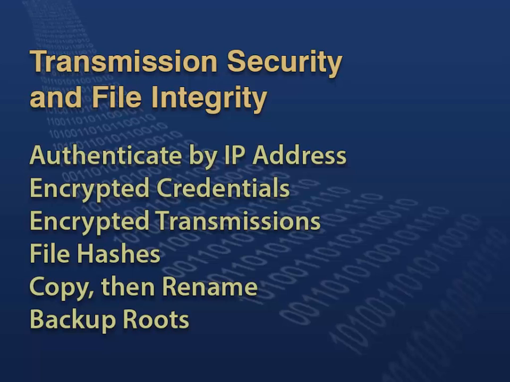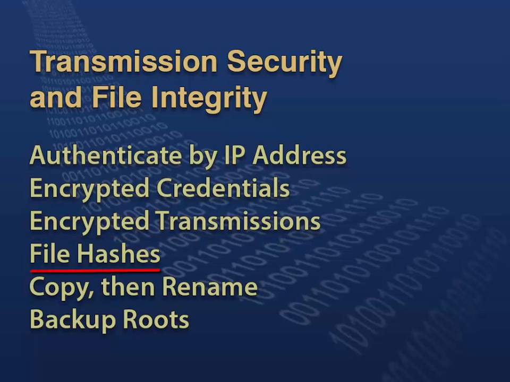When transferring files, you can optionally authenticate each IP address that's being used to send files to a particular agent. Credentials are always encrypted when they're transmitted to the remote machines. So you have authentication both with the logon credentials at that particular agent as well as by the IP address. All transmissions by default will be encrypted. If you're using an encrypted VPN, you can turn that particular option off.